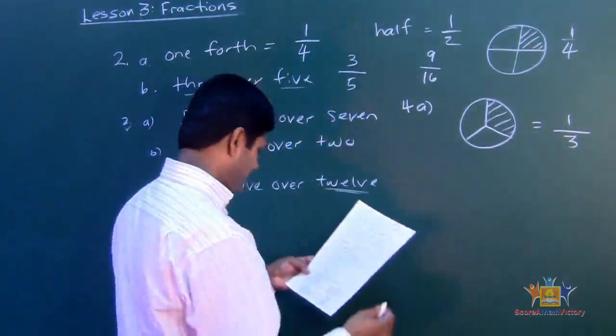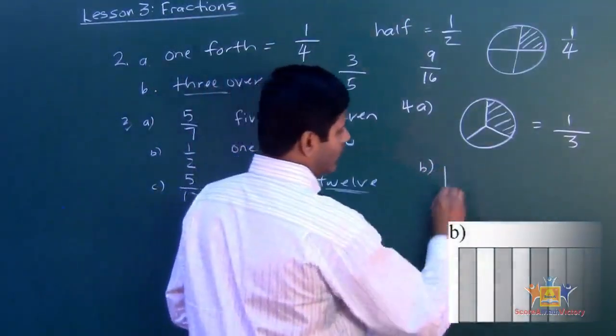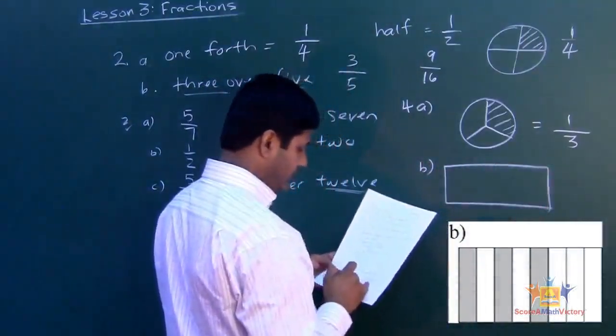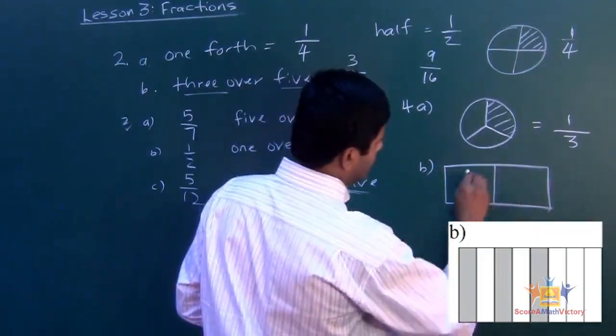Okay, let's look at B. B, you're given a rectangle and it's cut into how many parts? 1, 2, 3, 4, 5, 6, 7, 8 parts. So it's cut into 8 parts.